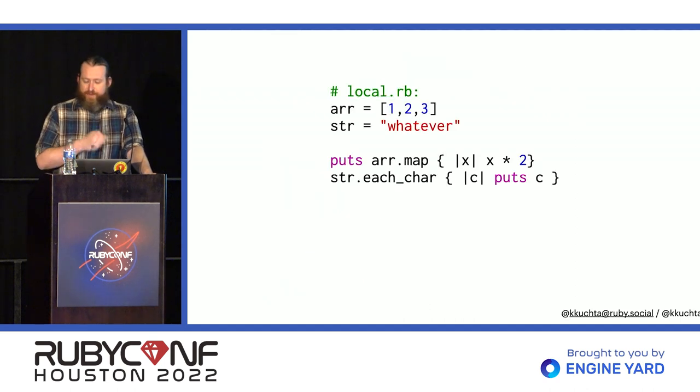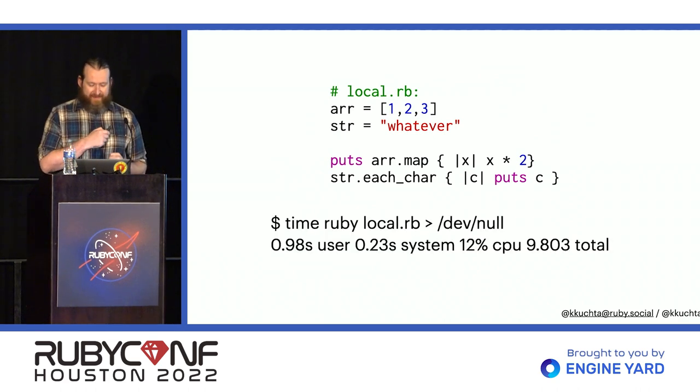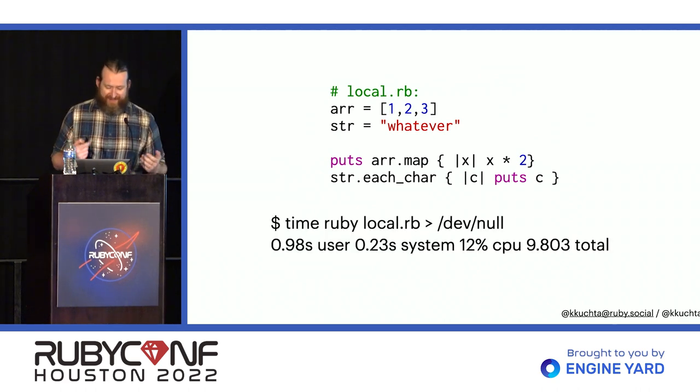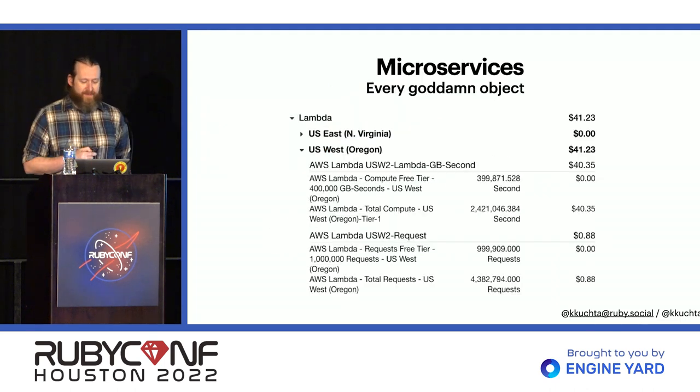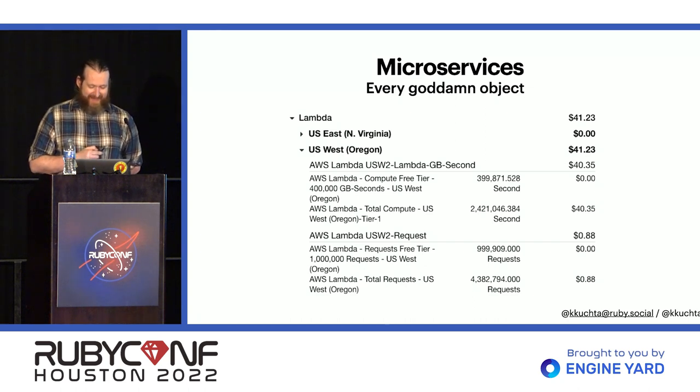I've got some sample of arbitrary Ruby code. Surely our microservice architecture will make this blisteringly fast. Okay, so it takes 10 seconds to run, not so much. But surely, it's very cost-effective to run. Here's my Lambda bill after about a month or so of messing around with this. Okay, so it costs more than it has any right to.